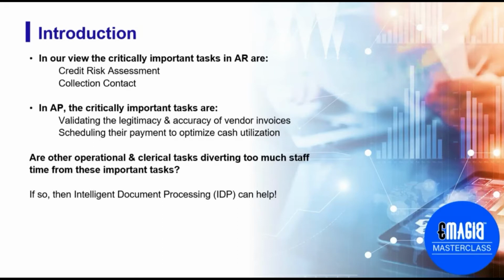It's an important one. And then once that's done, scheduling their payment to optimize the cash utilization that best benefits your company. So these are the 2 critical tasks we see in each operation. And then the question is, are there other less important operational tasks diverting time away from these major objectives? And the answer that we've heard most places is yes, it is. We're not spending enough time there. Well, if that's the case, then intelligent document processing can help.